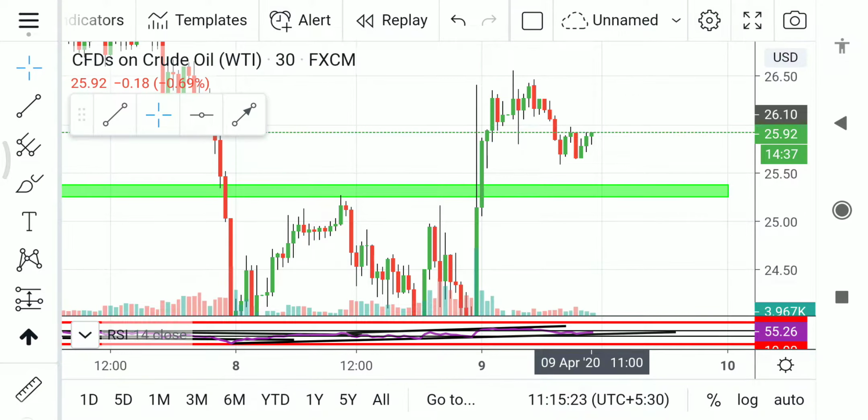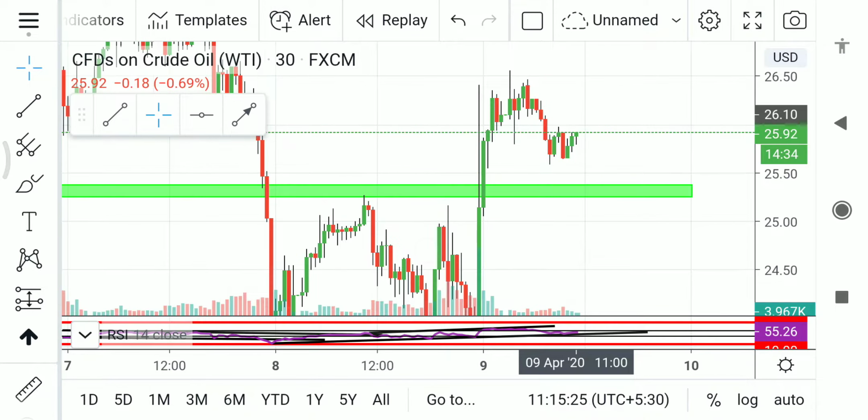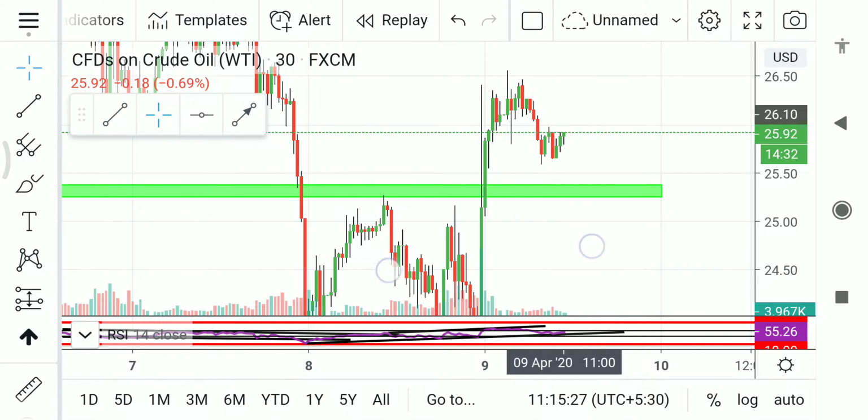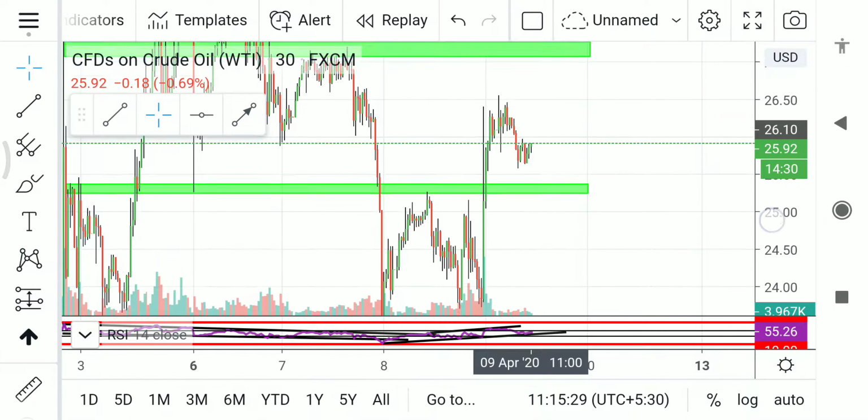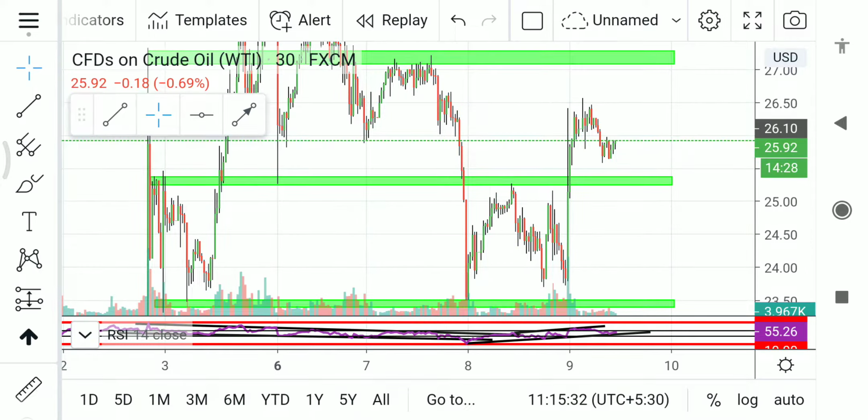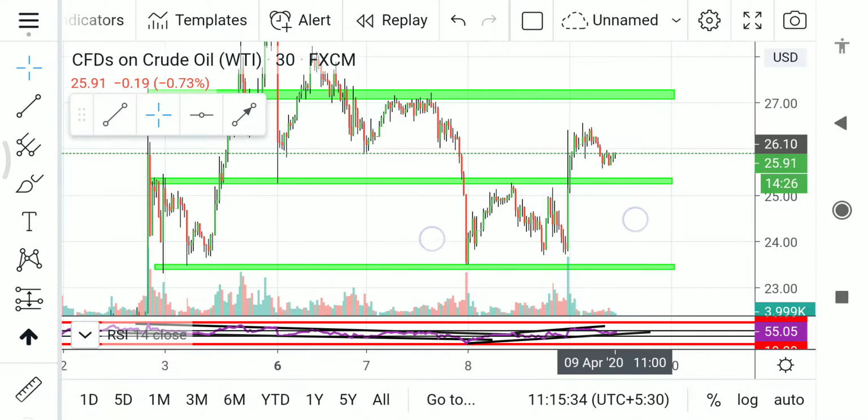It's me, Pavitran. I'm just gonna do a quick analysis of crude. I just marked three levels, which will be helpful for you. Just check out these levels.